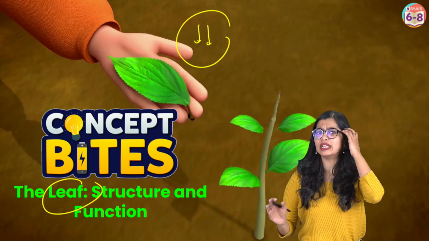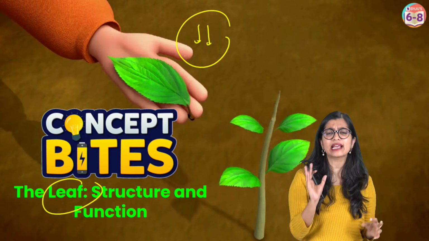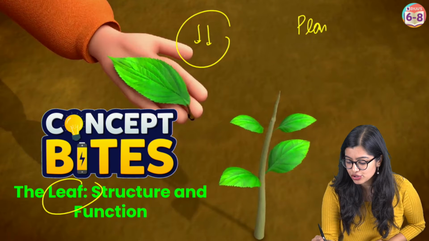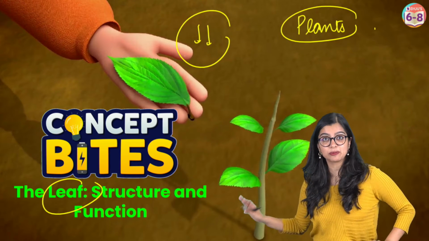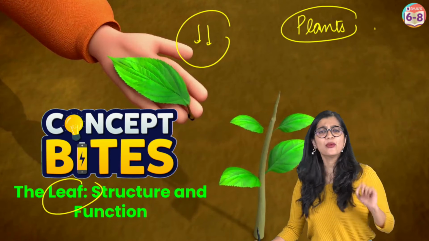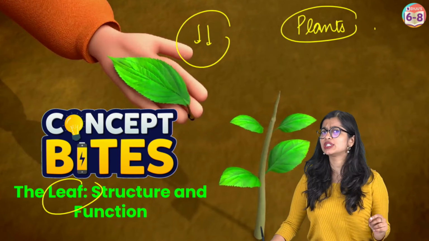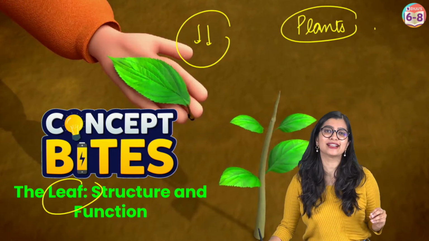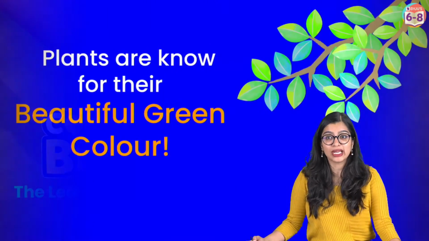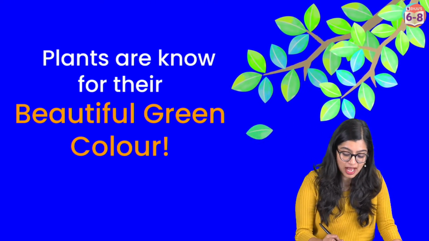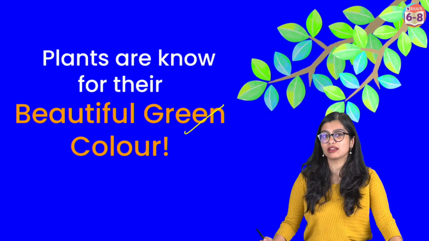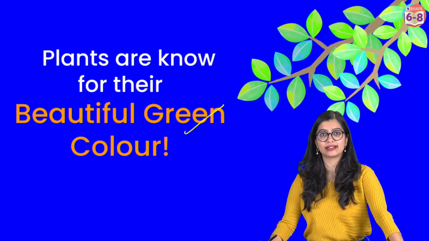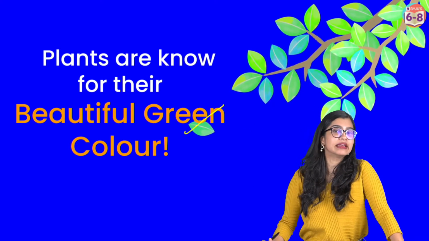Now when I talk to you about the leaf, before I get started directly in telling you its structure and function, when we talk about plants in general, we know that plants have various parts that make up their body. But if I were to ask you, hey, why don't you describe a plant to me in one sentence? Most often than not, the first thing that you will tell me is, ma'am, plants are green in color. As a matter of fact, plants are known for their beautiful green color. But have you stopped to think, why is that green color so attractive? Or which part is actually giving that green color?